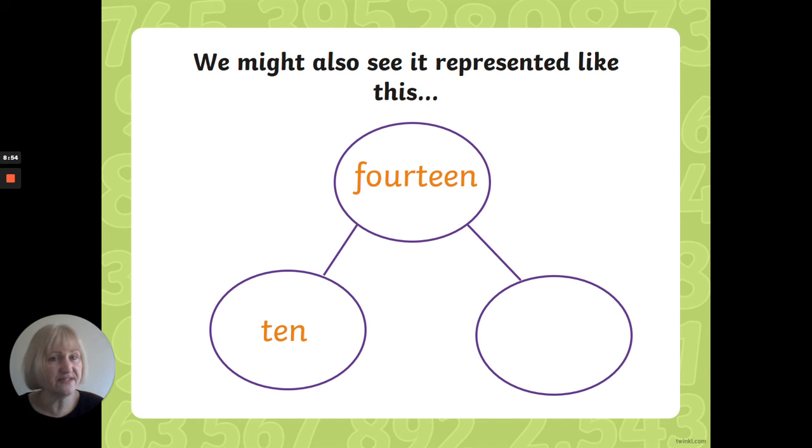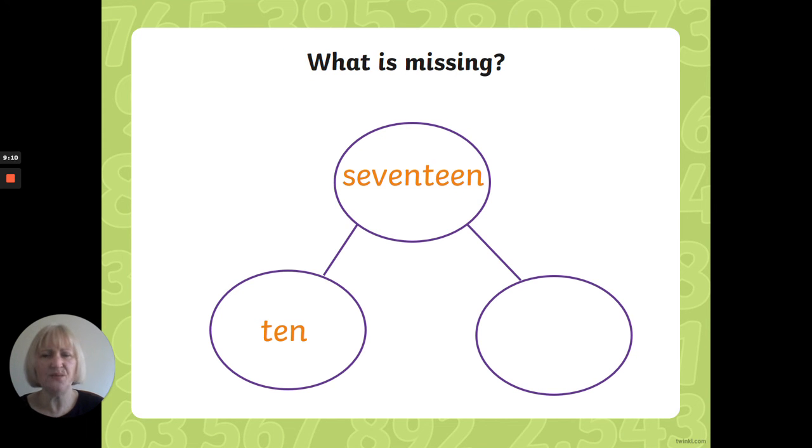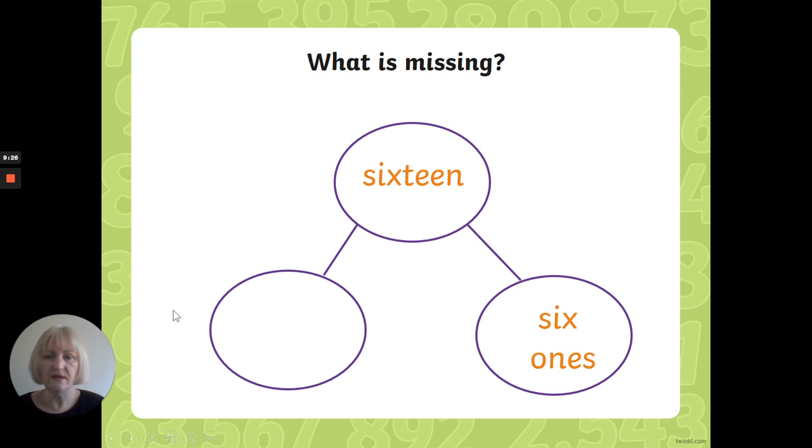And we might also see it represented like this. 14, 10, and we'd need the number word 4, wouldn't we? 4 ones. What's missing? So we can see 17, we can see 10. How many ones? 7 ones, well done. What's missing this time? 16, we can see 6 ones over here, 6 ones. 16 altogether. 1 10, well done.